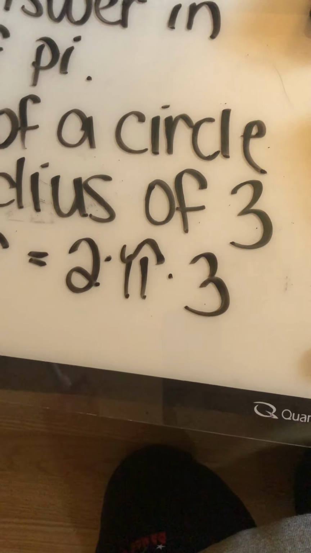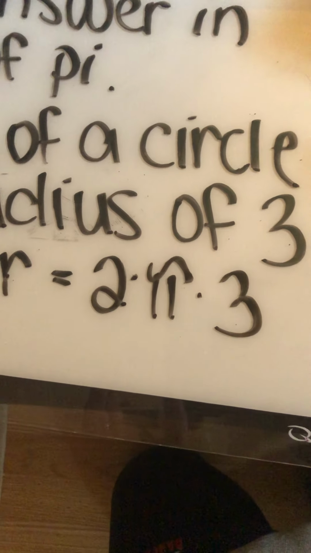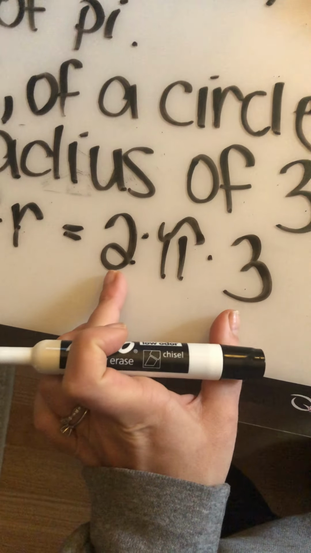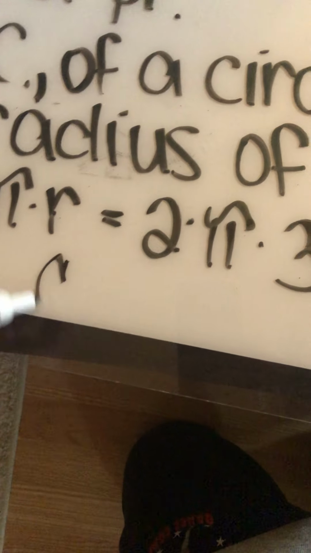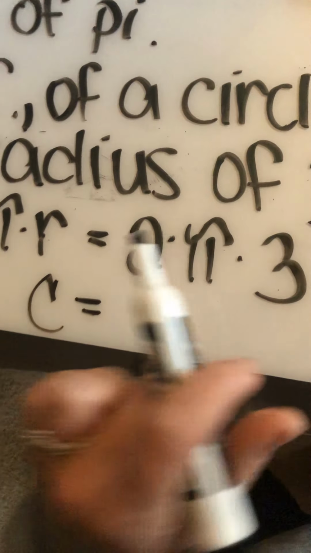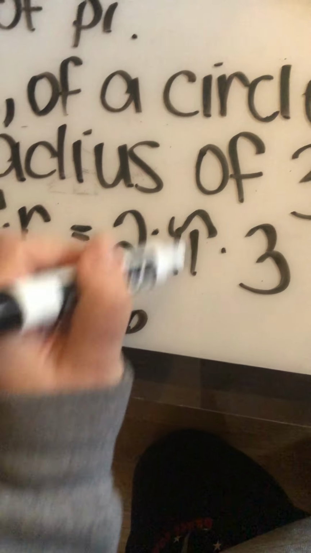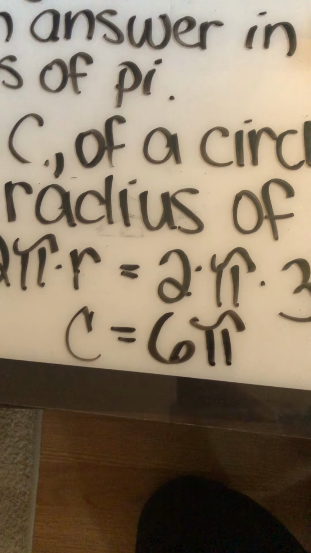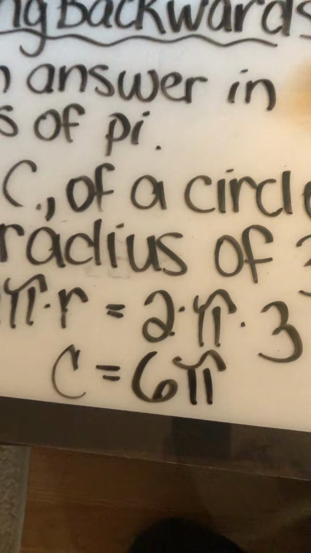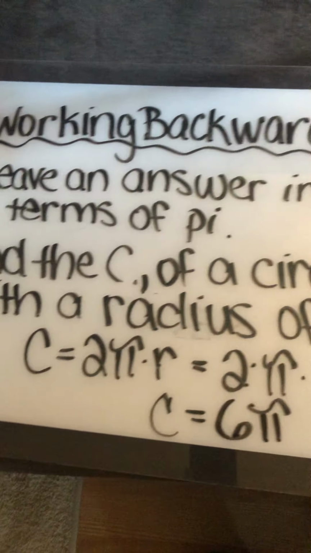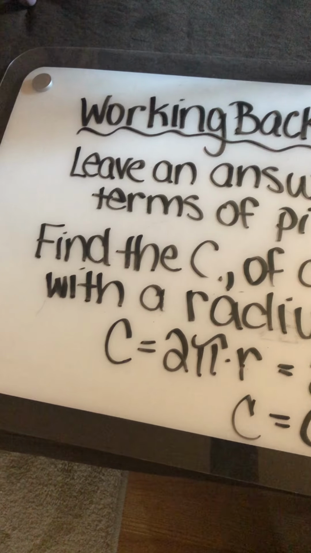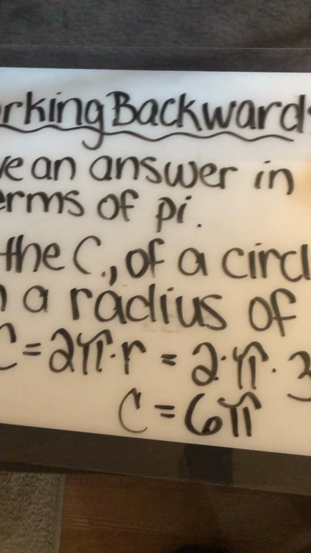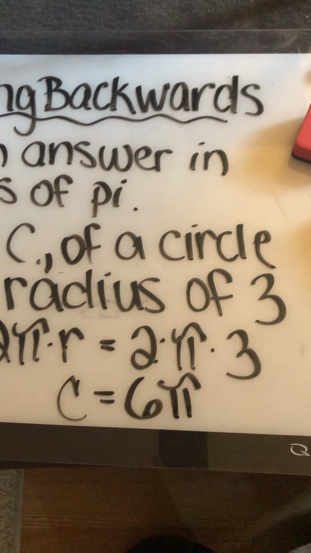And looking at this, the multiplication that I can do would be 2 times 3. So I would rewrite this as 2 times 3 is 6, and I just bring down my pi. So my circumference is now in terms of pi. Okay, so again, leave answers in terms of pi. Find the circumference of a circle given the radius of 3.